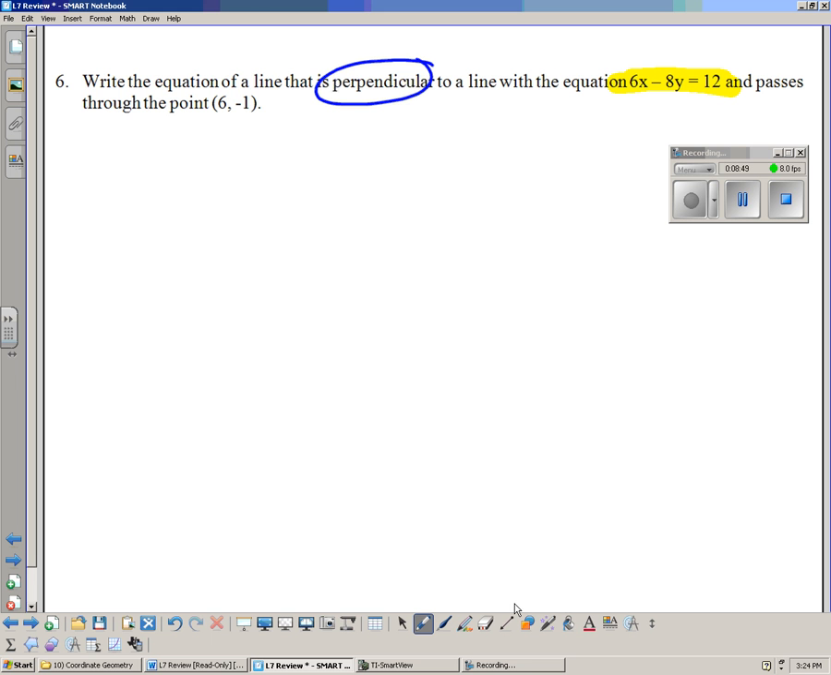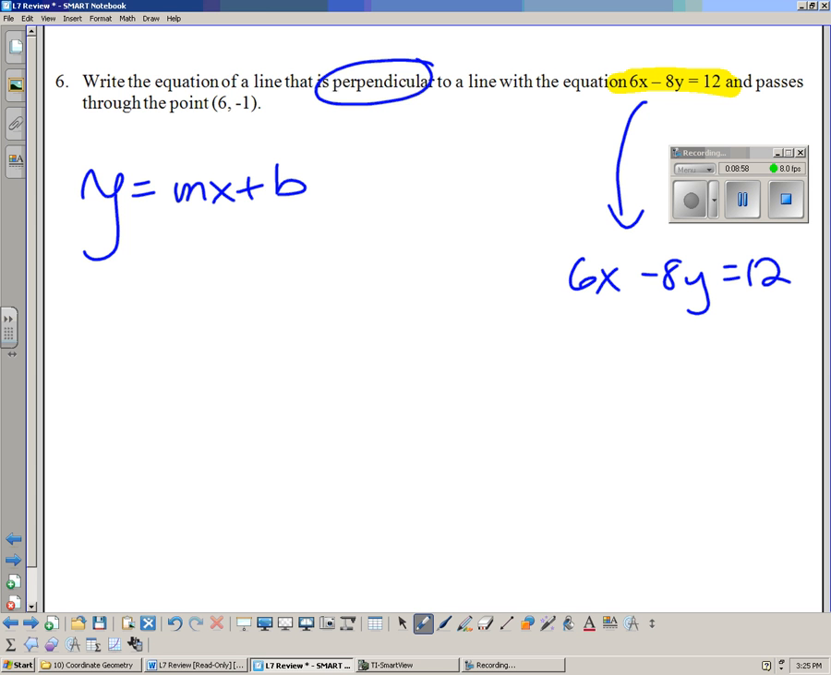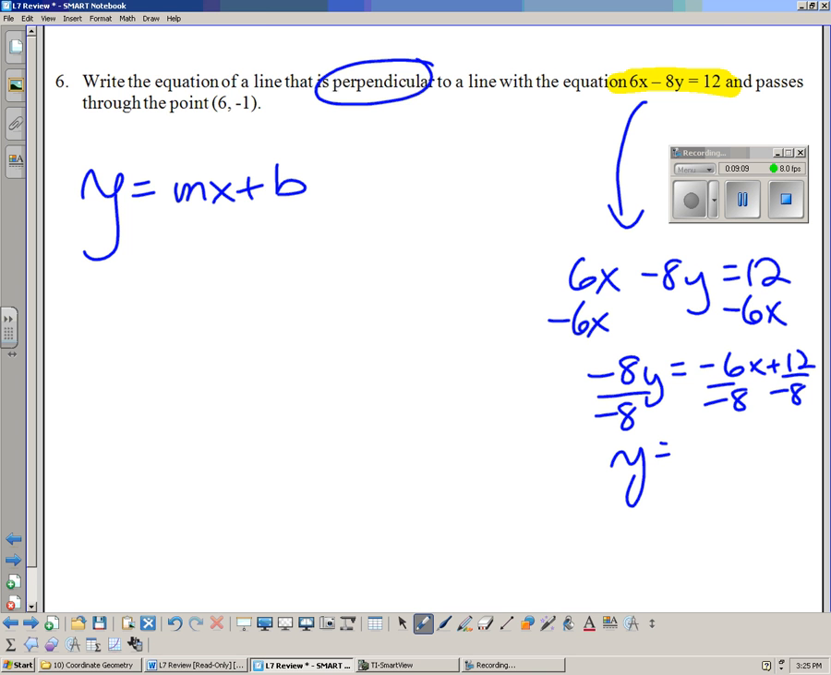So once we see write the equation, we're writing y equals mx plus b. But this time, when we take Noah over here, we're going to find its slope, but we're going to do something a little different. So we're still going to subtract 6x. We have negative 8y equals negative 6x plus 12 divided by negative 8. A negative 6 divided by negative 8 is a positive 3 over 4. You always have to simplify before you do anything fancy. A positive 12 divided by a negative 8 is negative 3 over 2.